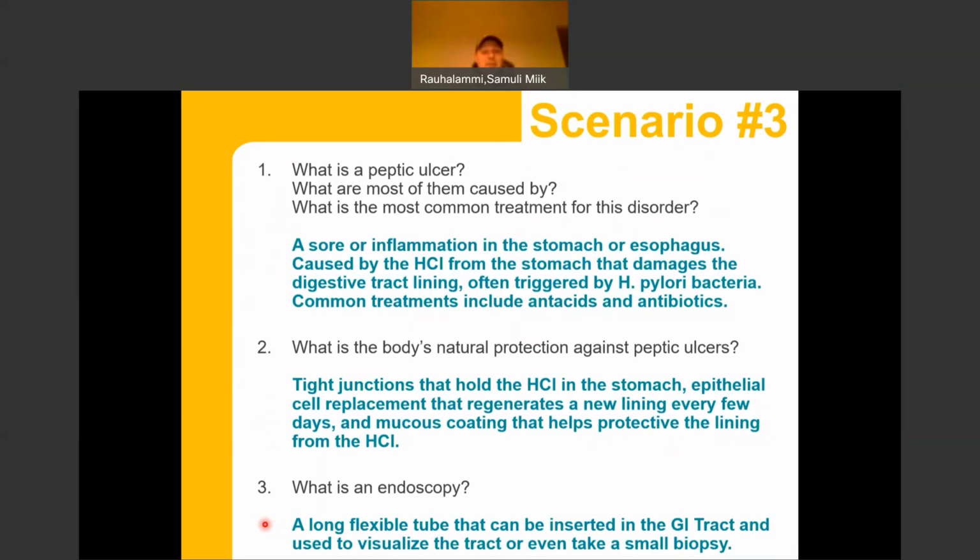Endoscopy, like I already mentioned, uses a long flexible tube with a camera at the end of it to see and have a look at what's going on in the digestive tract.